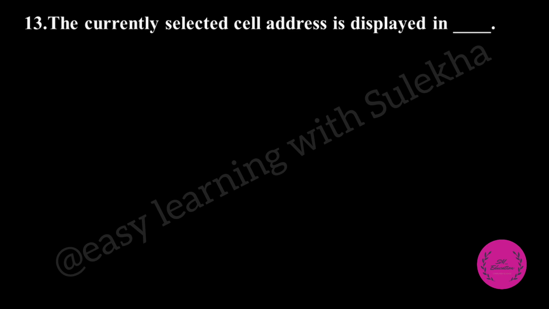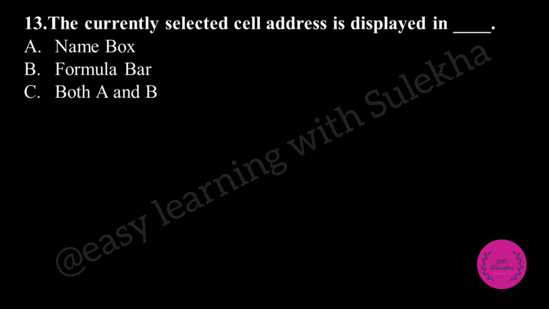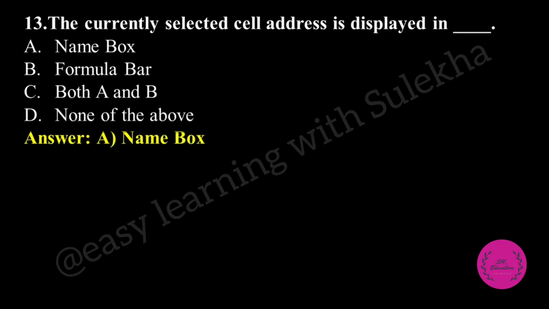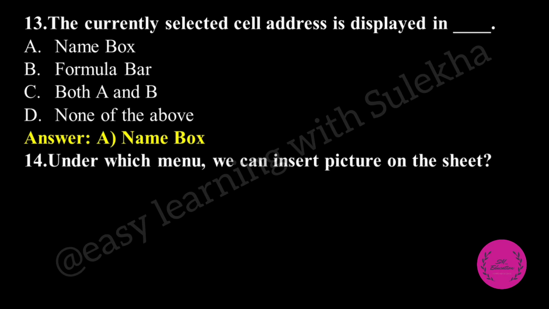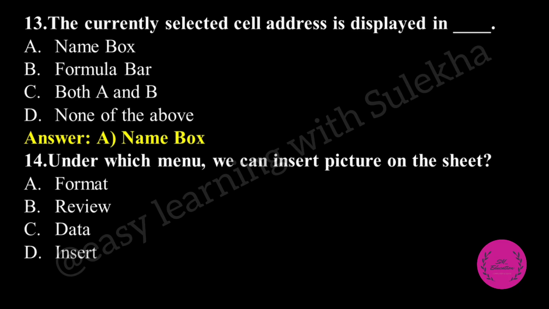Next question. The currently selected cell address is displayed in dash. Options are name box, formula bar, both A and B, none of the above, and the right answer is name box. The cell address is displayed in the name box. Next, under which menu can we insert a picture on the sheet? Options are format, review, data, and the last one is insert, and the right answer is insert.